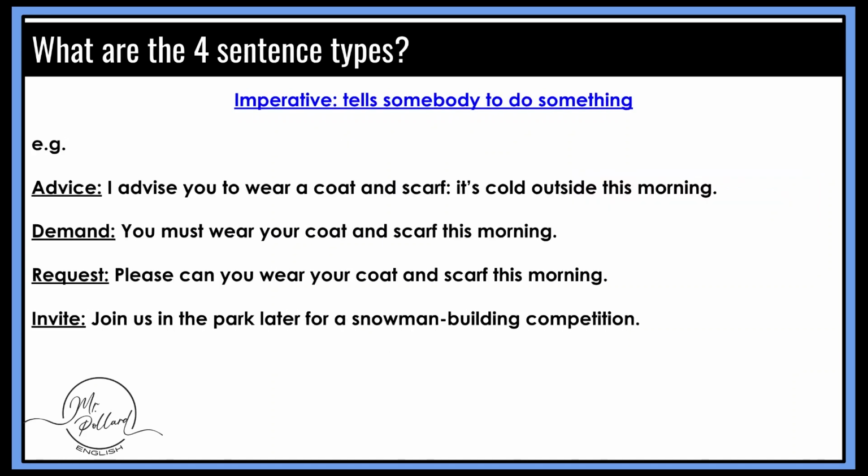The second sentence type are what we call imperatives. And this is where the writer or speaker or you tell somebody to do something. And again, these come in different forms. So one would be advice. I advise you to wear a coat and scarf. It's cold outside this morning.